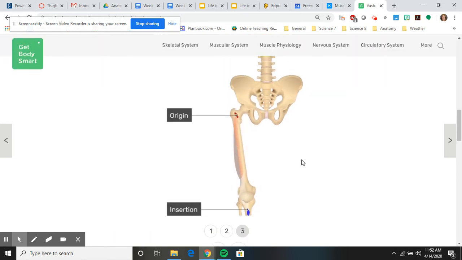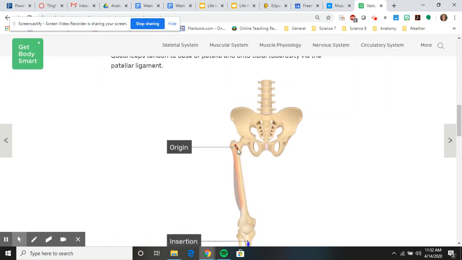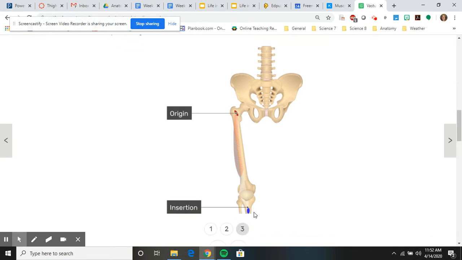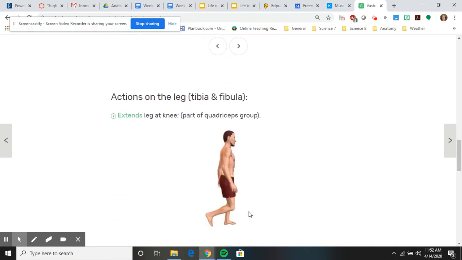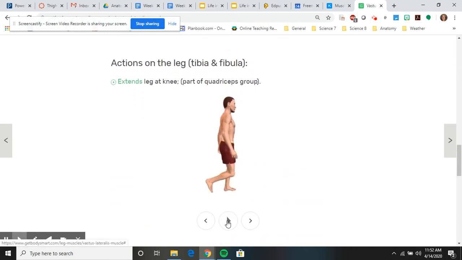It originates at the greater trochanter of the femur, and it inserts at that same quadriceps tendon down at the tibial tuberosity. And like all of the quadricep muscles, it acts to extend the leg at the knee, which is the action of pulling it forward, not pulling it back. So to pull it forward, straighten the leg.